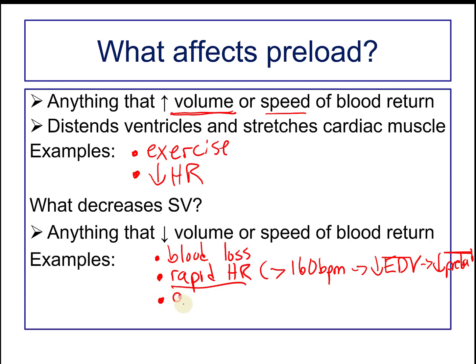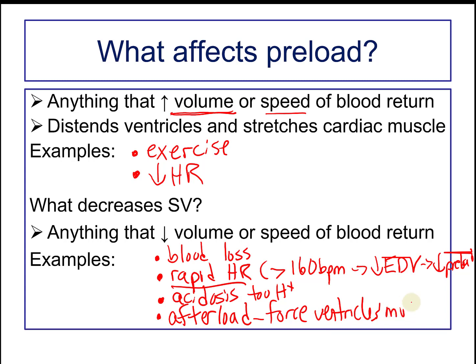Some people, especially diabetics, can have something called acidosis when there's too many hydrogen ions in their blood, and this can also decrease the volume and speed of return. And then there's something called afterload. Afterload is the force the ventricles have to overcome to push open the aortic and pulmonary semilunar valves. So it's the force the ventricles have to overcome to push open the semilunar valves.